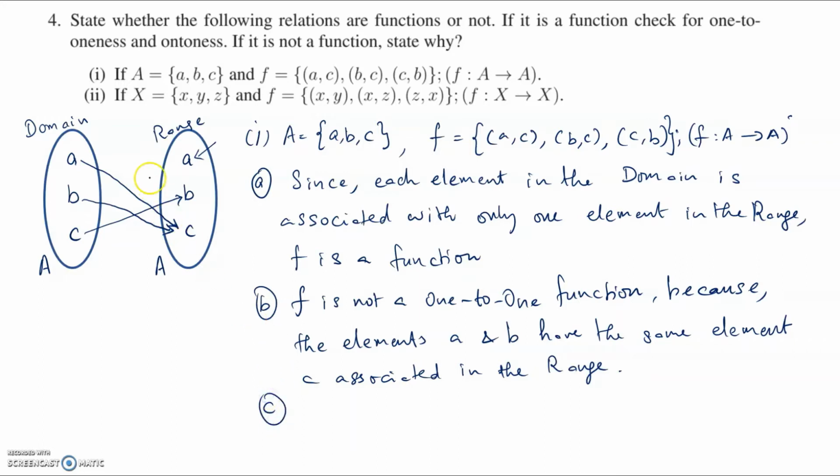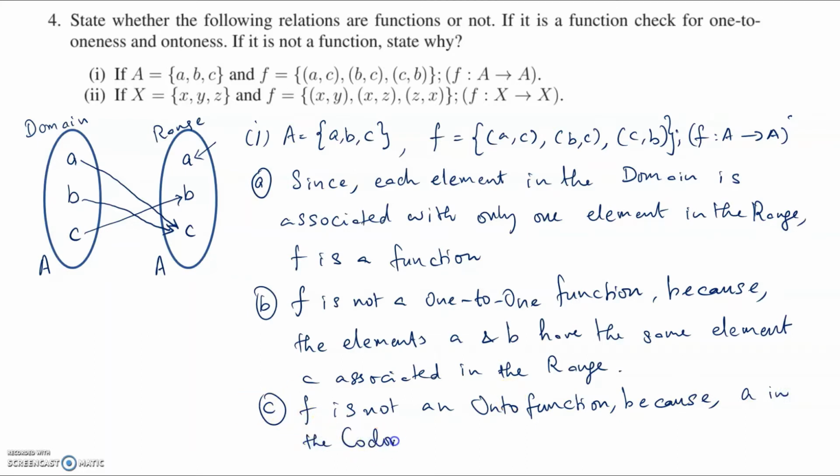Okay, then the last part, which is whether it is an onto function. So again, f is not an onto function because a in the codomain, we call this entire set where it maps to the codomain, so a in the codomain is not associated with any element in the domain.